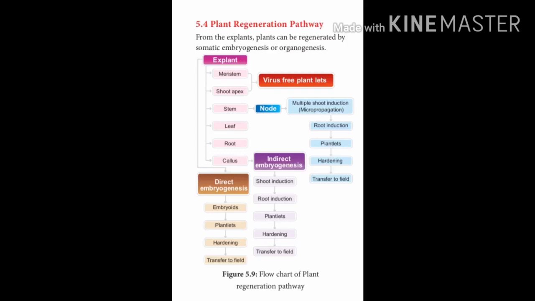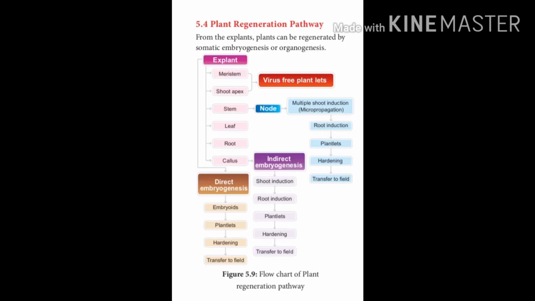Let's look into plant regenerative pathway. So for culture we need an explant. The explant may be meristem, shoot apex, stem, leaf, root, calyx. And sometimes you may take directly the embryo also. So embryoid develop into plantlet, plantlets into hardening process and then transfer to the field.